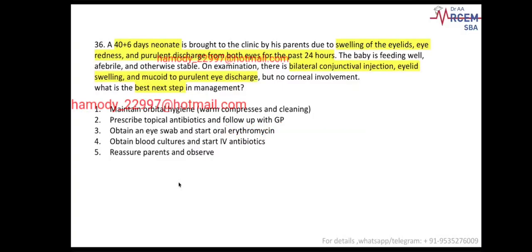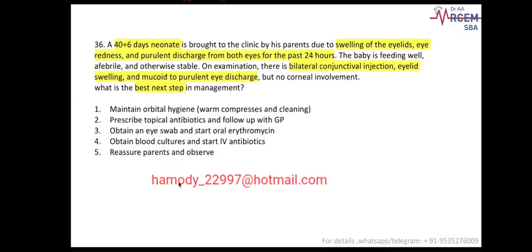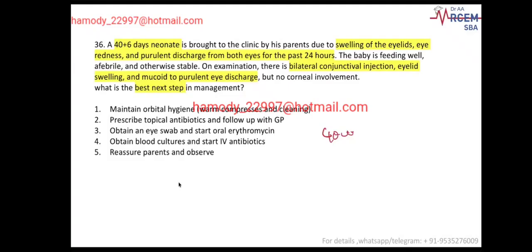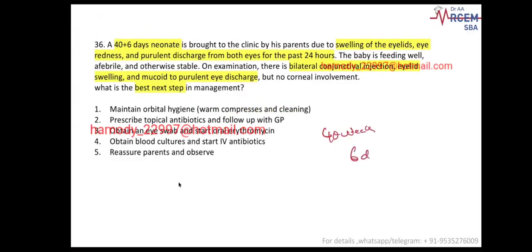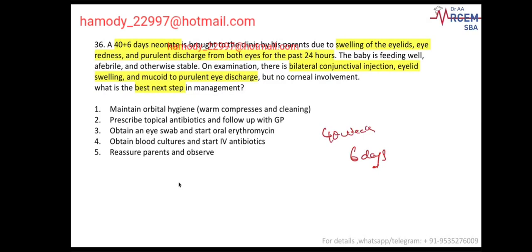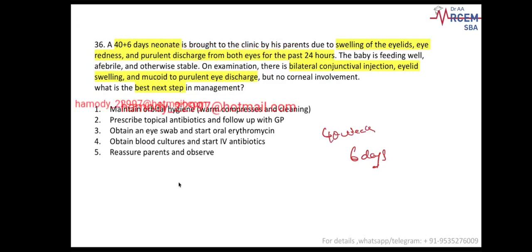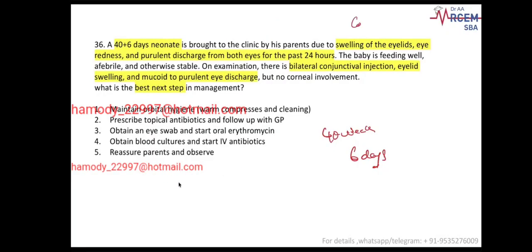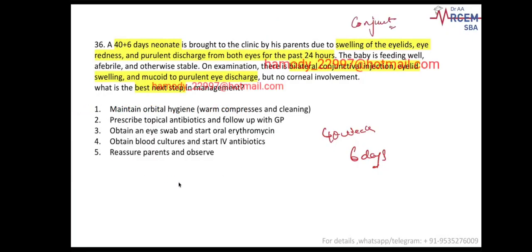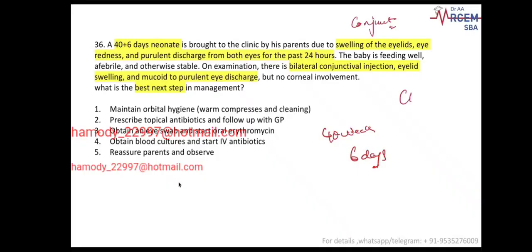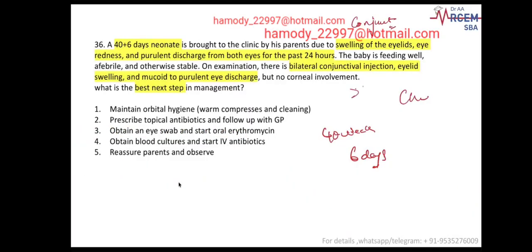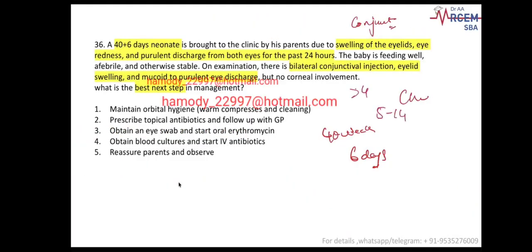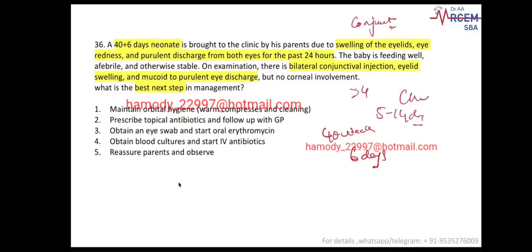40 plus 6 days neonate. So what does it mean? The birth was at 40 weeks of gestation. The age of the neonate is 6 days now. Swelling of the eyelids, eye redness, purulent discharge from both the eyes for the past 24 hours, suggestive of conjunctivitis. So what kind of conjunctivitis are we thinking? Chlamydial, because it has presented after 4 days. Anyone presenting at 5 to 14 days, we are thinking about a chlamydial infection.